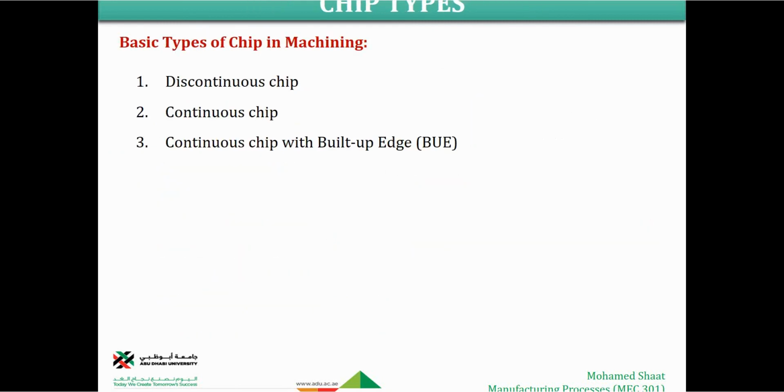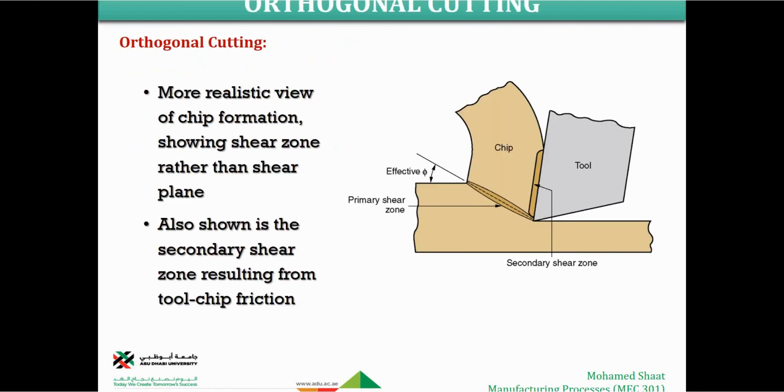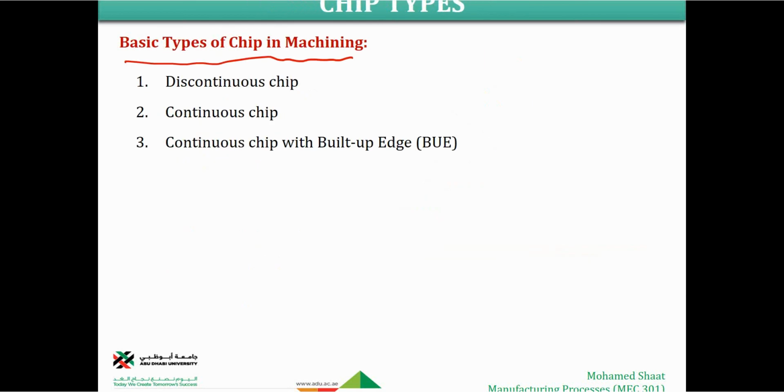But the thing that I'd like to mention here are the basic types of the chip during the operation. We are talking about this chip. This is the chip part, right? So what are the different forms and types of the chip that would be formed during a machining operation? Generally, we have three main types of chips.